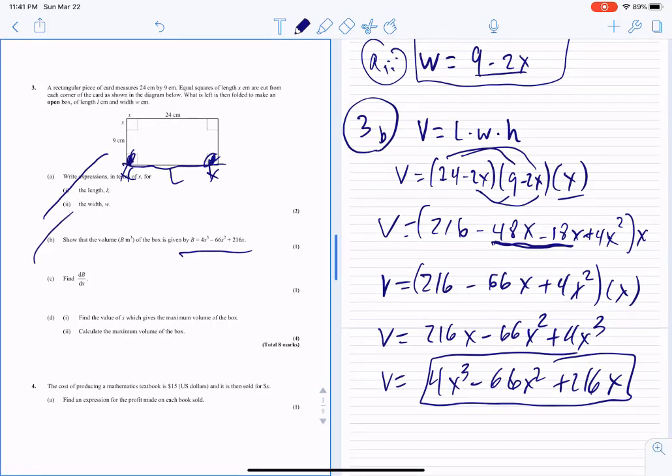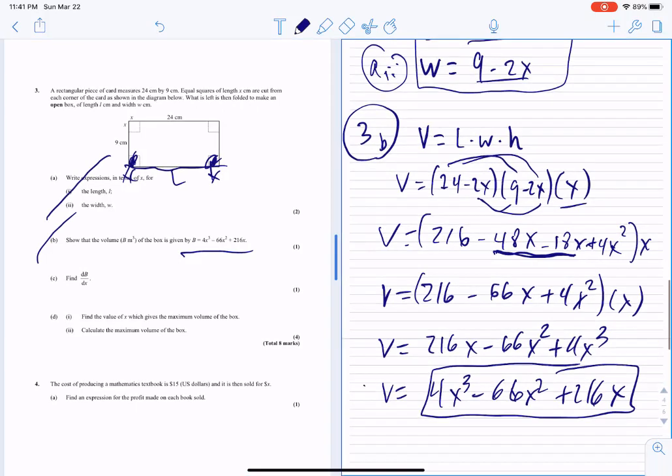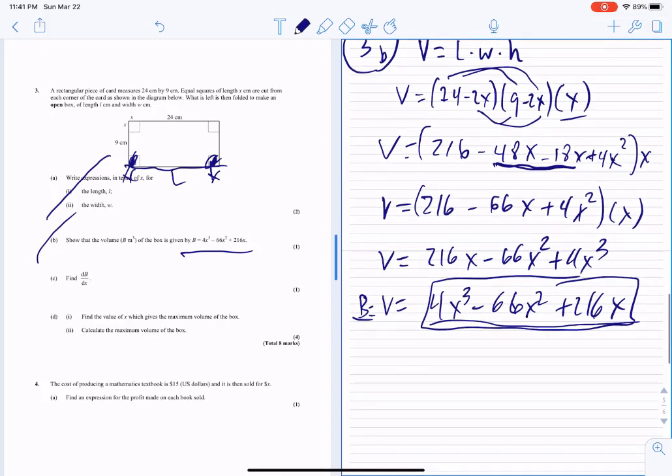Okay. The next question, follow up. Find the derivative of dB dx. They're calling the volume B. I don't really know why, but they're going to call this volume B instead of V. Fine. So instead of dV dx, we're just going to call it dB dx. It doesn't make a whole lot of difference to me. So this is part C.